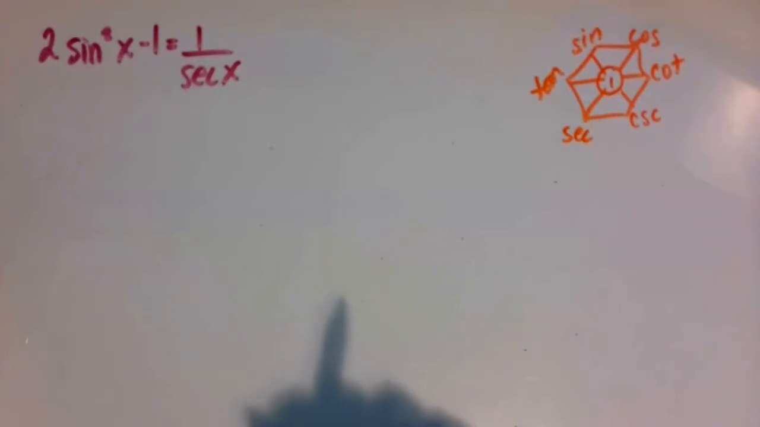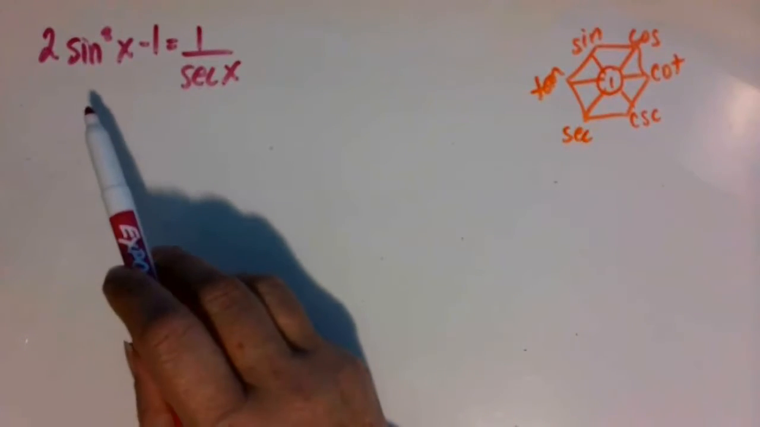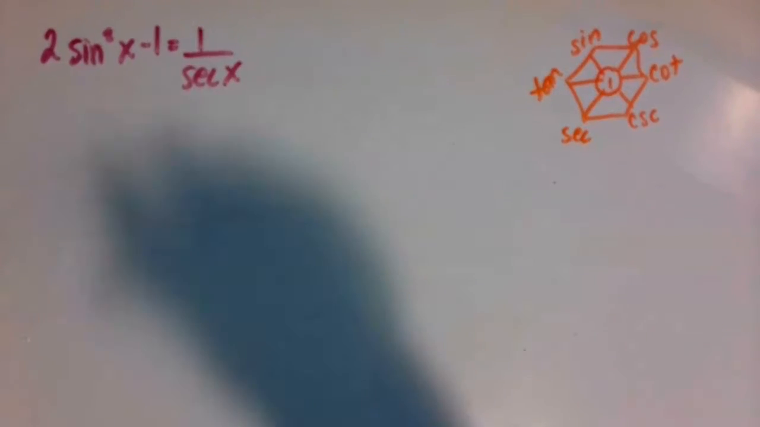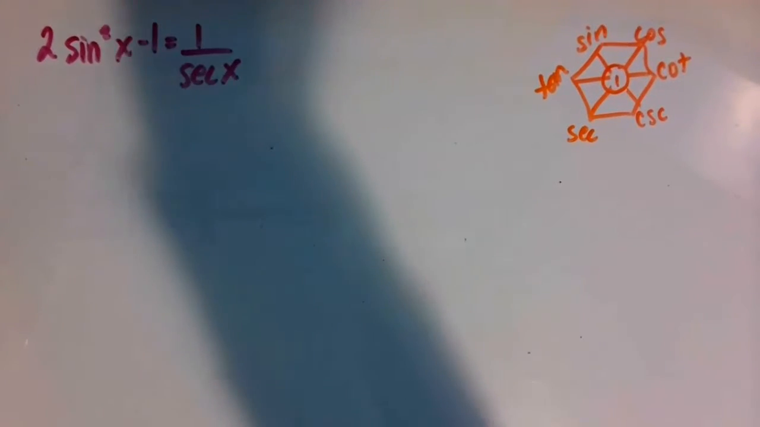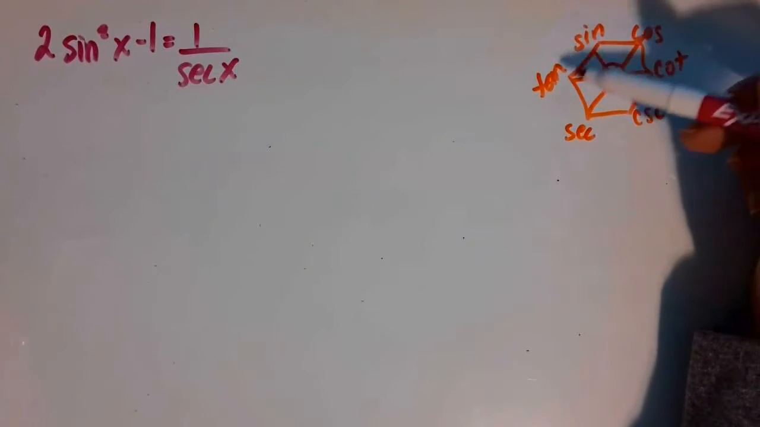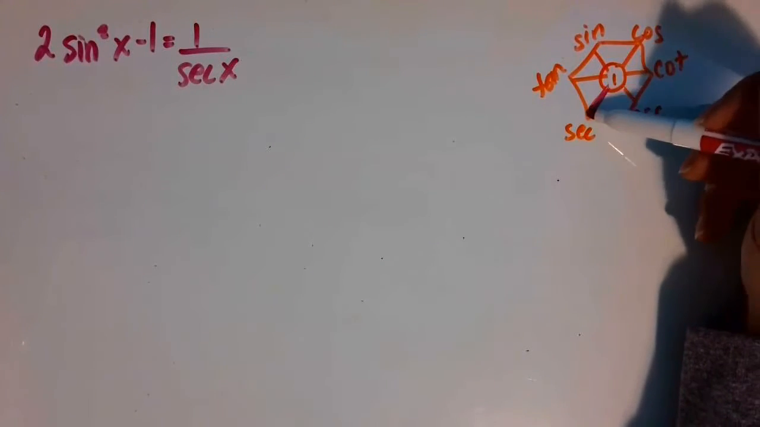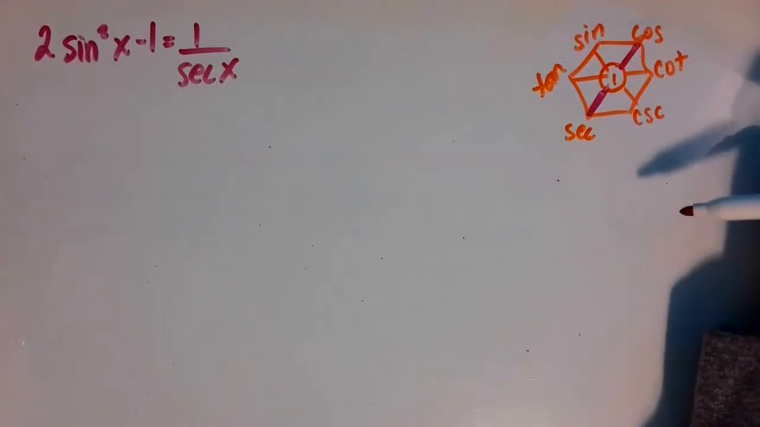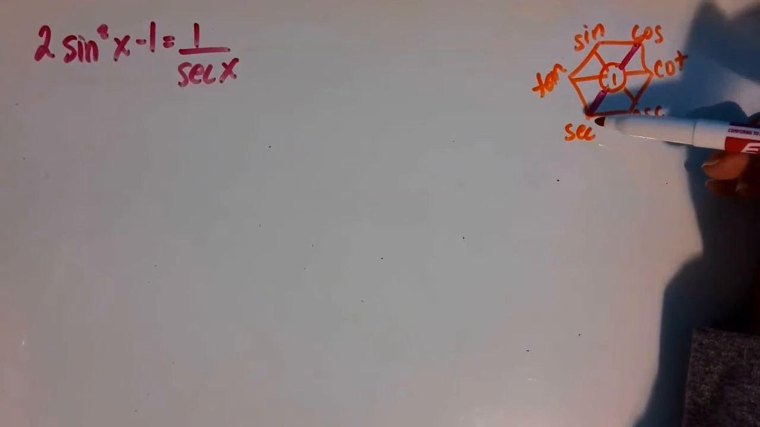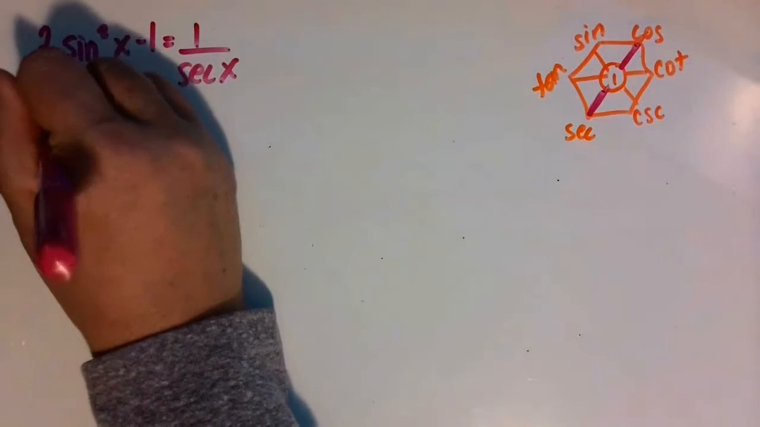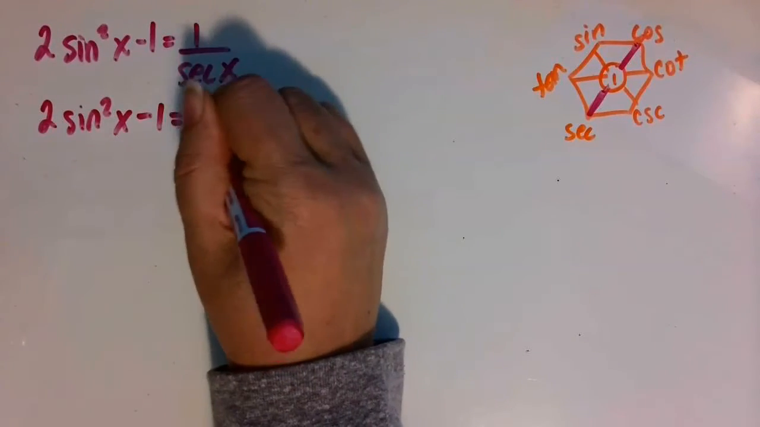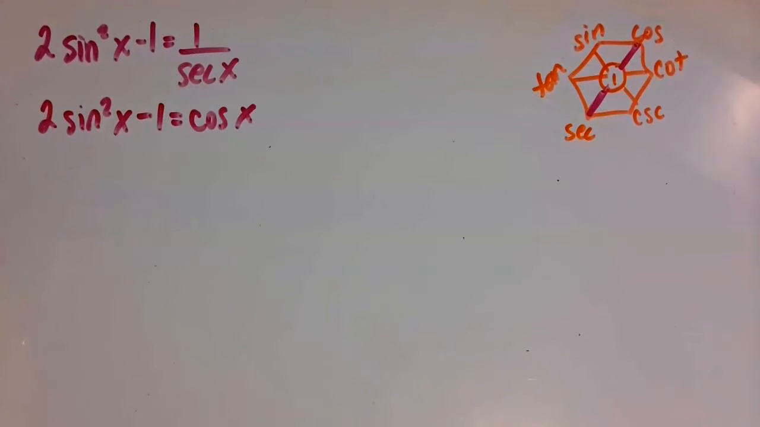Okay, in this video we're going to solve the trig equation 2 sine squared x minus 1 is equal to 1 over the secant of x. And we can see in our trig identities hexagon here that secant is the reciprocal of the cosine. Remember, those reciprocal relationships are on the diagonal. So we're going to apply that reciprocal identity to replace 1 over secant of x with the cosine of x.